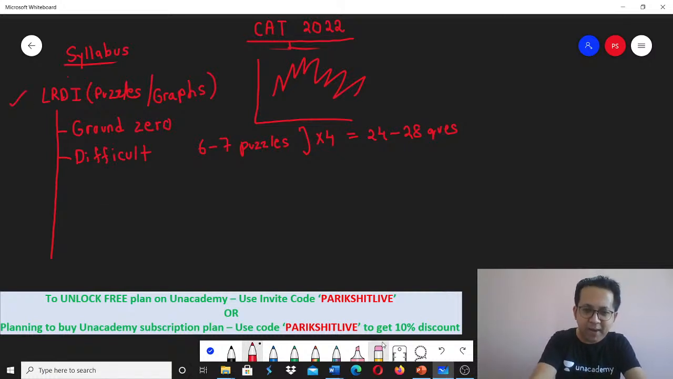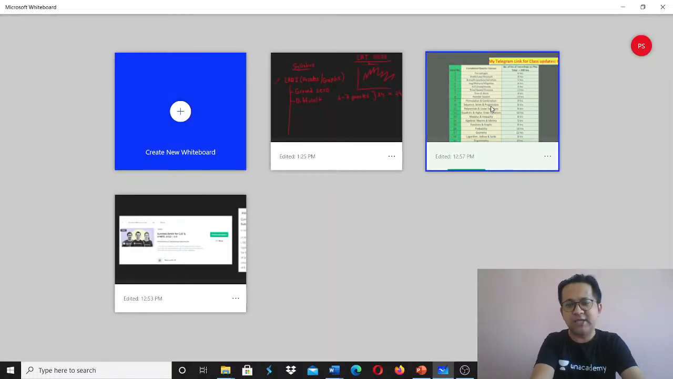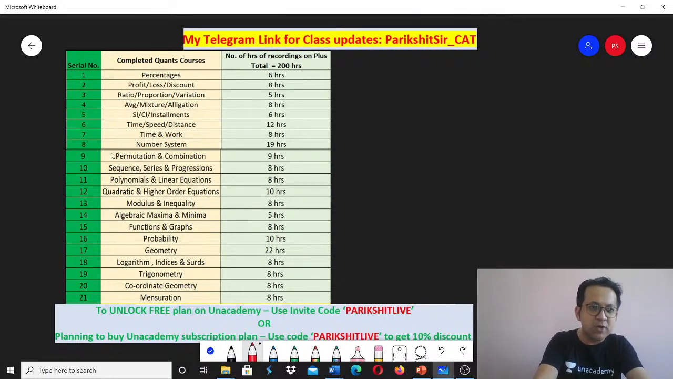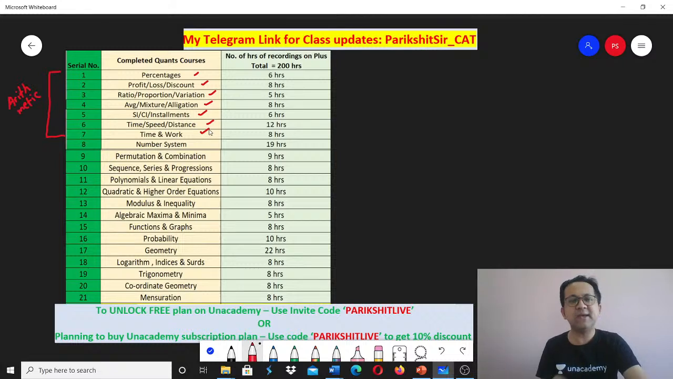Fine. The third part is quants. I'm going to run you through a table of the chapters which are there in quants. In quants or in maths, you have got around 21 chapters. I'm going to divide these 21 chapters into 7 blocks. The first 7 chapters are on arithmetic. Which chapters do we have? We have percentage, profit loss discount, ratio proportion variation, average mixtures allegations, simple interest, compound interest, installments, time and distance, time and work. These 7 chapters.